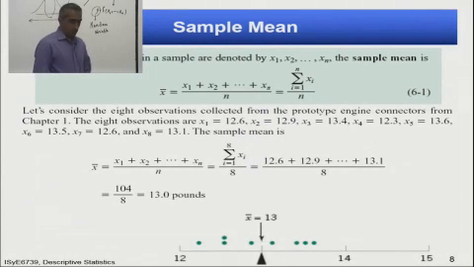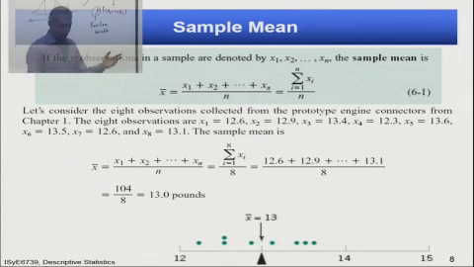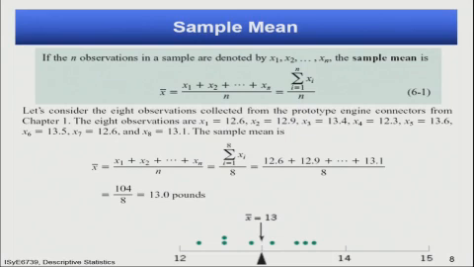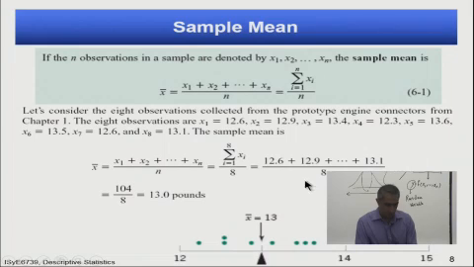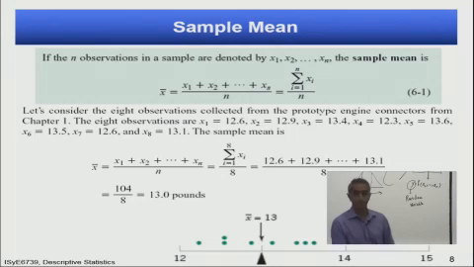Okay. So sample mean, a simple average. Let me give you one example. Let's say we have 8 observations from prototype engine connectors. And actually, this is the one that we saw the dot plot for in a couple of slides before. Taking the average, just add them up and divide by 8. If you do that, this is going to be the central tendency, or the sample average, of this particular sample.